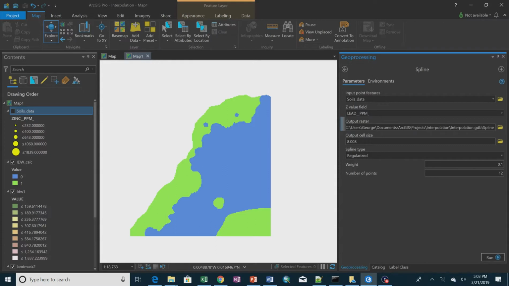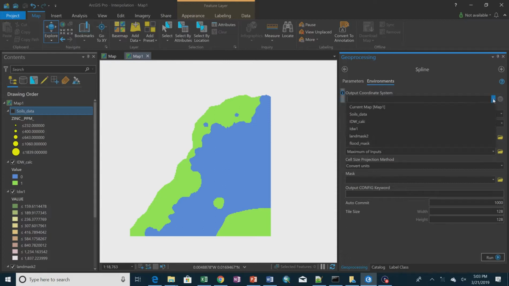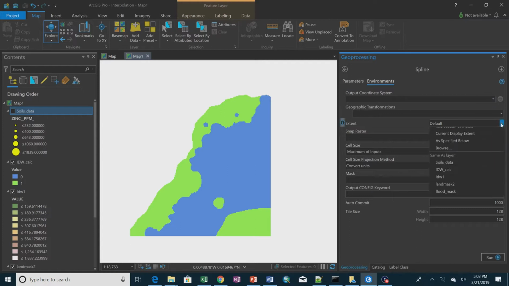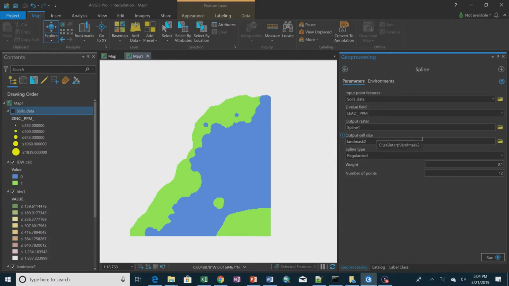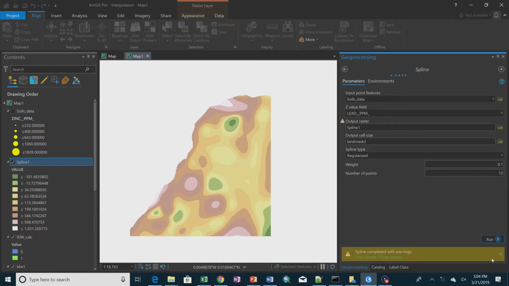At this point, what you need to do is make sure that you go over to environments and choose all the appropriate values here. Coordinate system you can leave blank. But remember, extent is the one we need to change. So we want to make sure all these are the same as landmass 2: cell size, landmass 2, mask, landmass 2. You're free to change these if you want. You don't have to. These are the defaults for spline. I'm just going to choose to run the defaults and run. And I'll get an output, and it'll just be for this area. There we go.